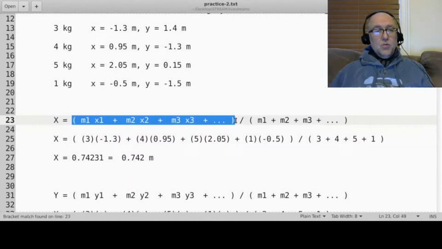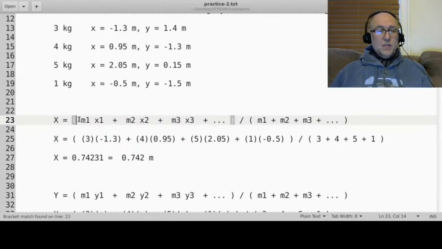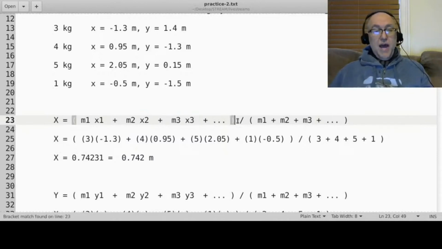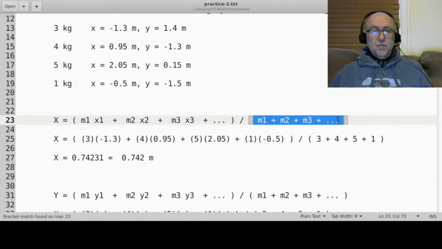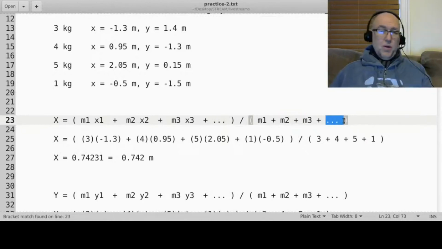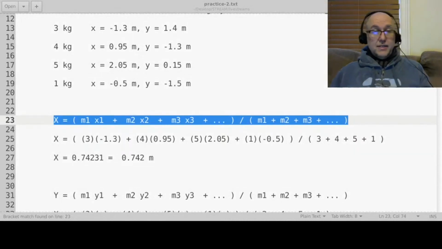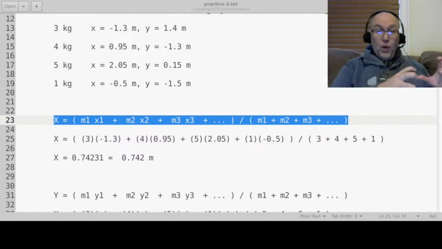In the numerator, you have m x for each of the masses: m1 x1 plus m2 x2 plus m3 x3 plus m4 x4, plus m5 x5 if we had an m5, and so on. So it's basically mass times its x coordinate, divided by the sum of all the masses: m1 plus m2 plus m3 and all the rest. In our case there's only one more, m4. This is actually a weighted average. If you've done statistics, that's exactly how you do a weighted average. Basically you're saying some of these x values have more weight than others.